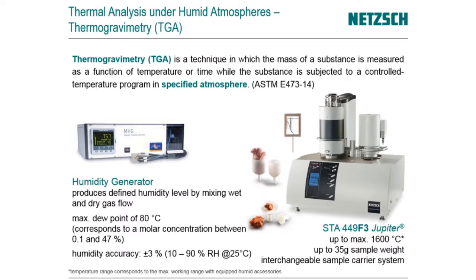In case we want to perform a thermogravimetric analysis, we connect this humidity generator with our STA 449 F3 Jupiter. In combination with the humidity accessory, this system can perform analysis up to 1600 degrees C, and it has one special thing, which is an interchangeable sample carrier system that allows you to use different kinds of sample holders such as plate sample holders, beakers, or even hang-down sample holders. Therefore you can analyze any kind of sample shape, whether it's a bulk sample, a powder, a foam, a plate, a fiber, or even a foil.